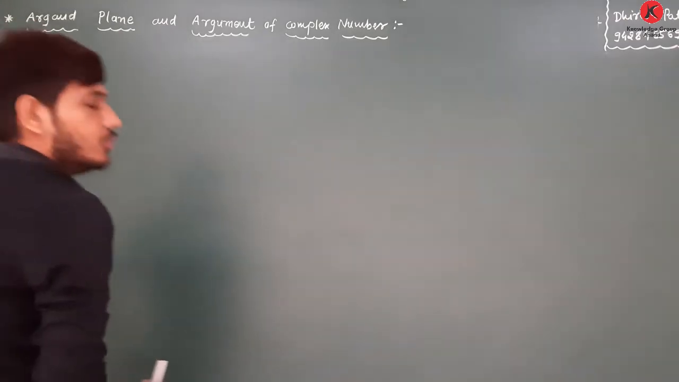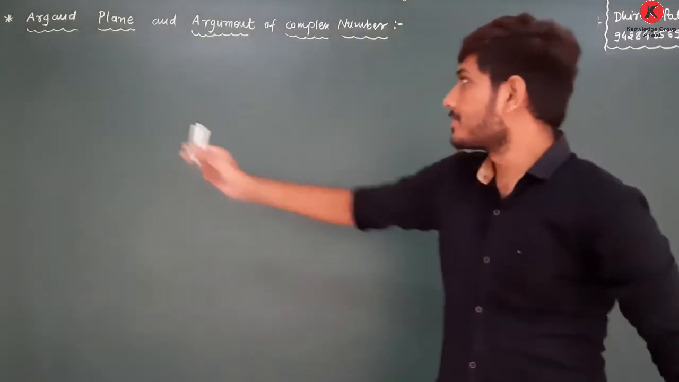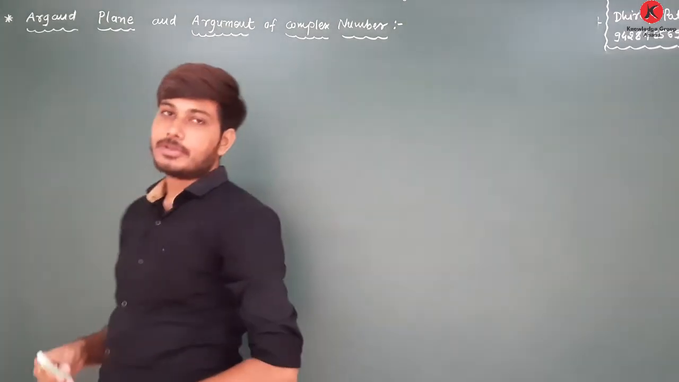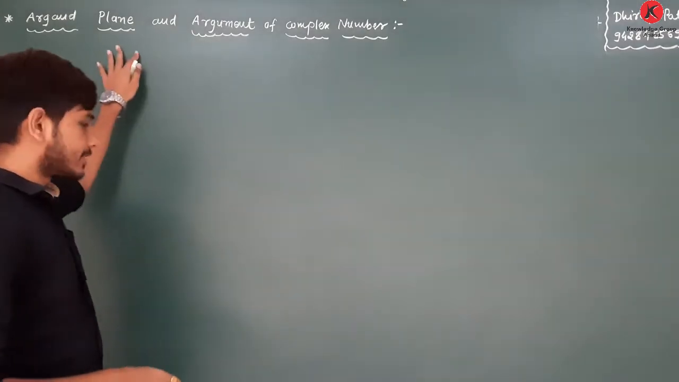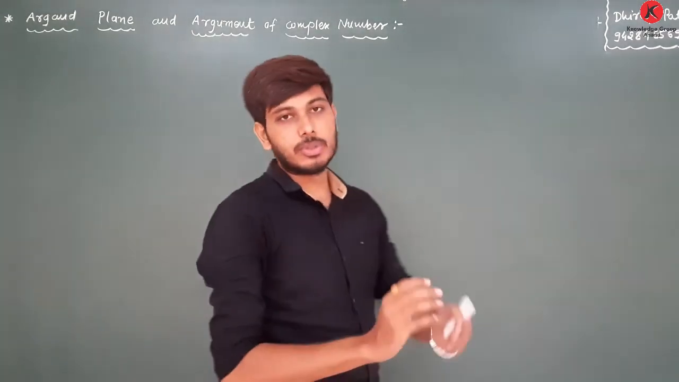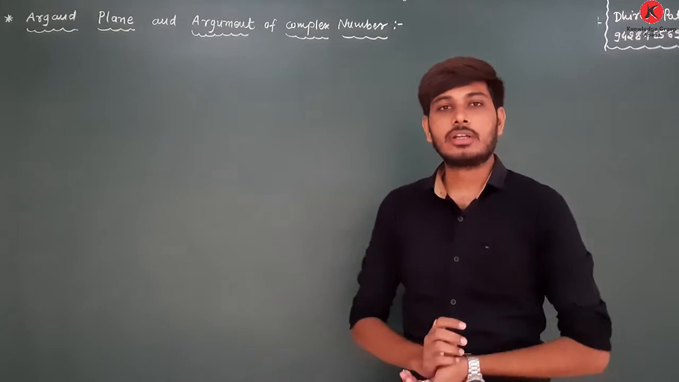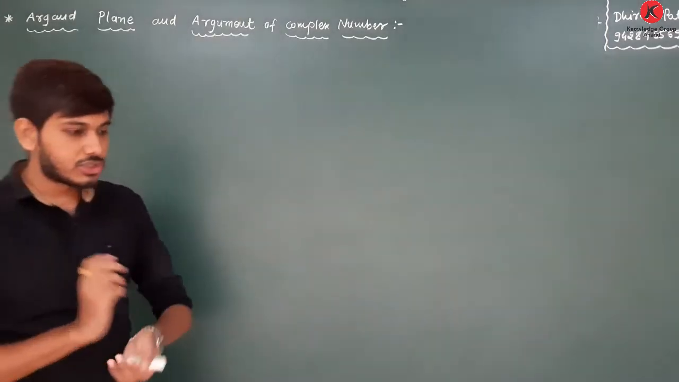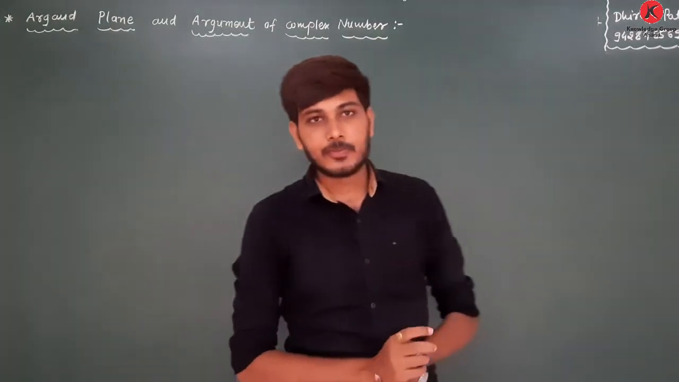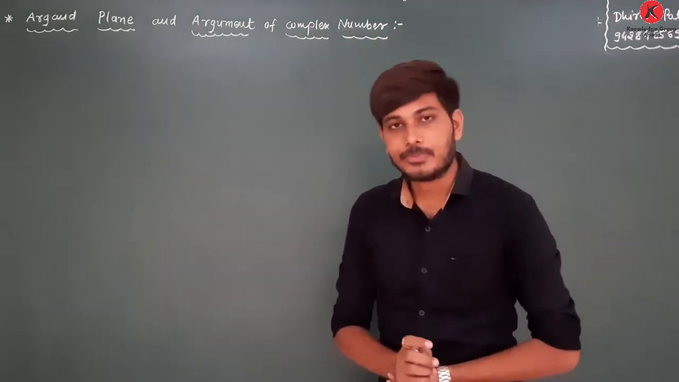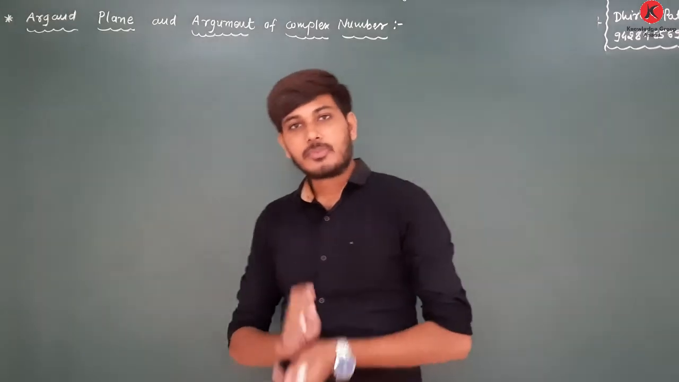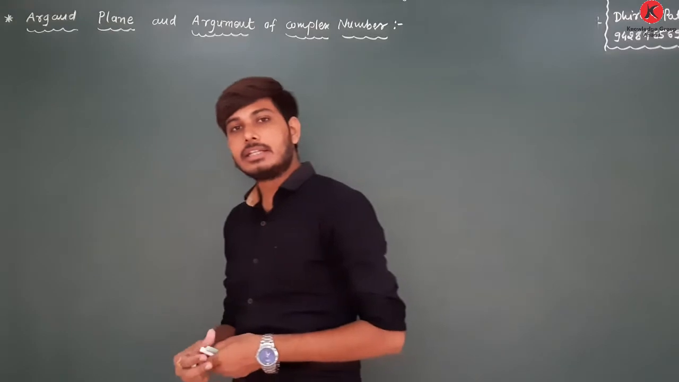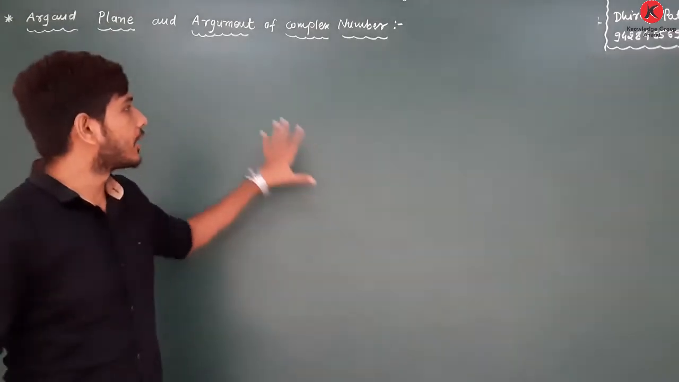Now we are going to discuss the next theory, Argand plane and argument of complex number. First of all, we are discussing the Argand plane. What do you mean by Argand plane? In your two-dimensional coordinate geometry, that means your xy plane, xy coordinate system, you can represent any ordered pair of real numbers in your xy plane.